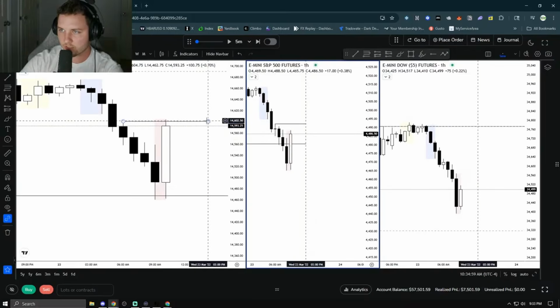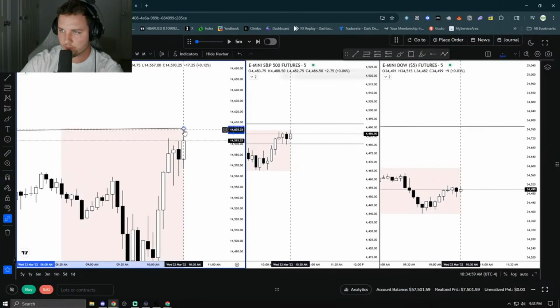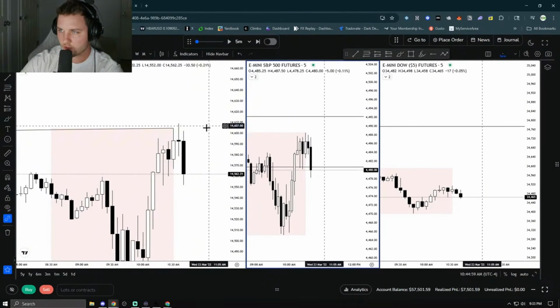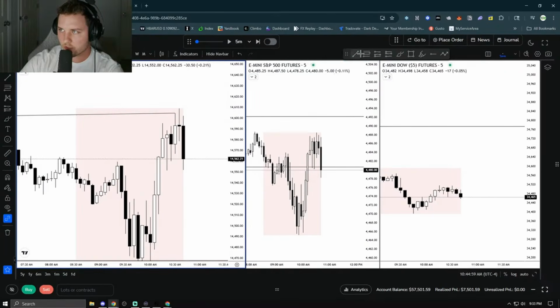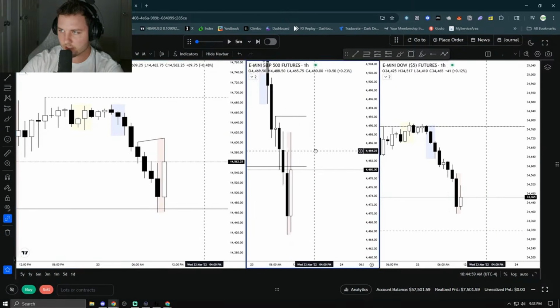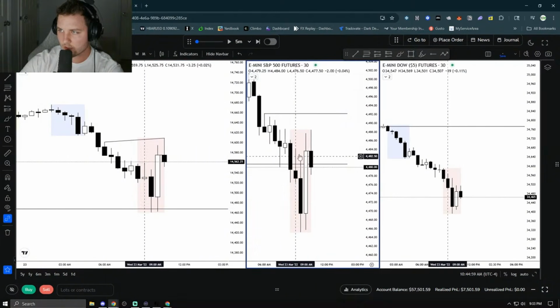Okay, so we have an SMT here. We know we have to reverse here if we're bearish. Just like that. Okay. So we have our C2 CISD, right? Creating this SMT here. A 30-minute. Okay. Perfect.